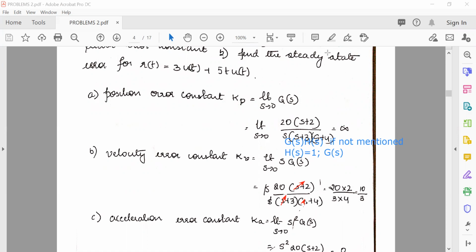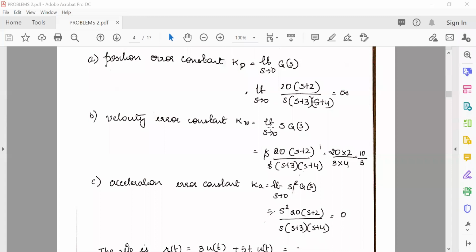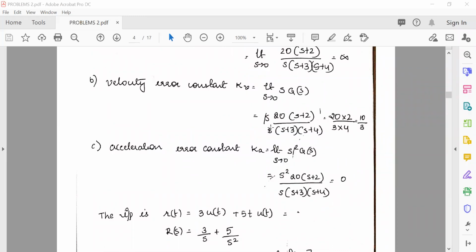Next, what do we have? The acceleration error constant, also known as the parabolic error constant or coefficient. It is limit as s tends to 0, s square into g of s into h of s. H of s here is 1, so it is s square into g of s. Then 1 cancels with the denominator, but you have 1 remaining here. Anyway, anything into 0 is going to be 0.